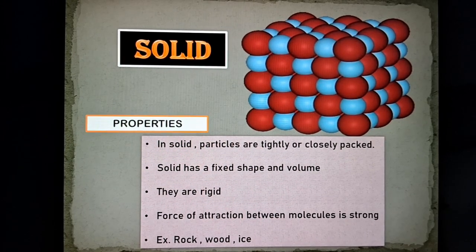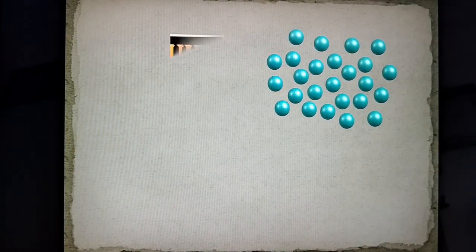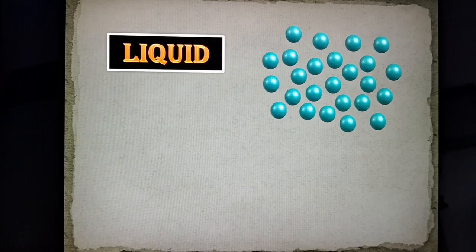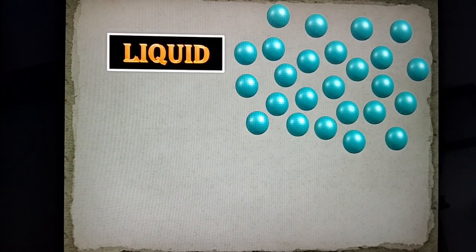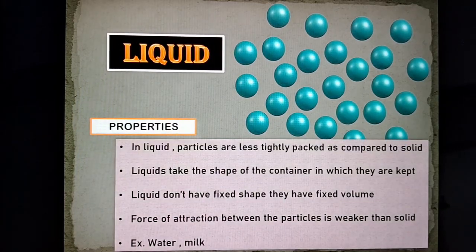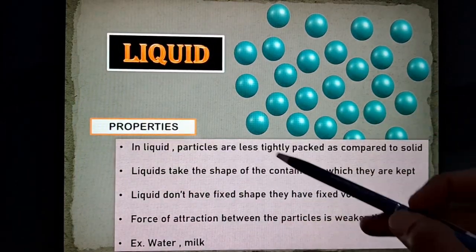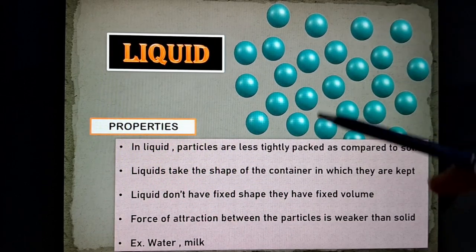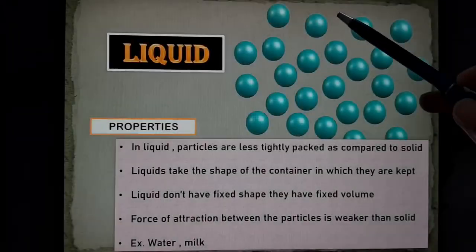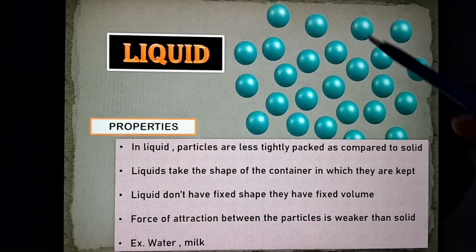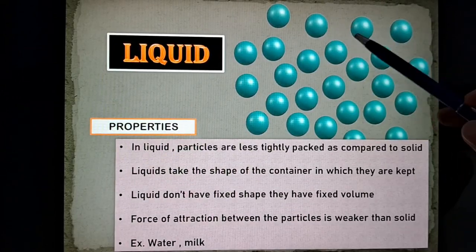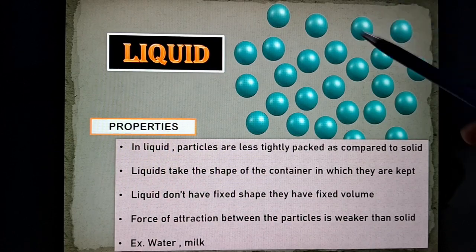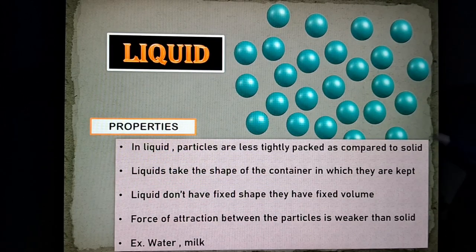Now we discuss the next state of matter, which is liquid. You can see in the given picture the molecular structure of a liquid. Now let's discuss the properties of a liquid. The first property of a liquid is that the particles are less tightly packed as compared to a solid. As we see in the previous picture, the molecules of a solid are very packed with each other, but in a liquid there is some distance between the two molecules, that is why they are less tightly packed as compared to a solid.